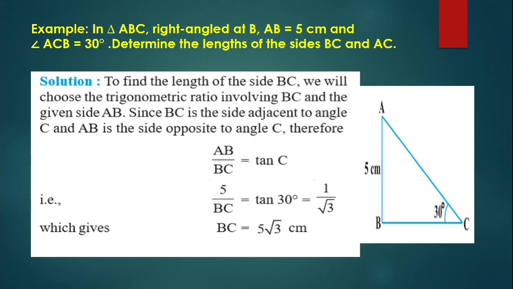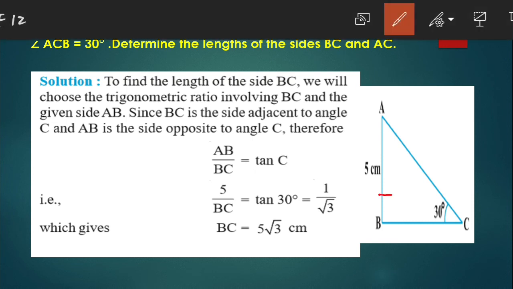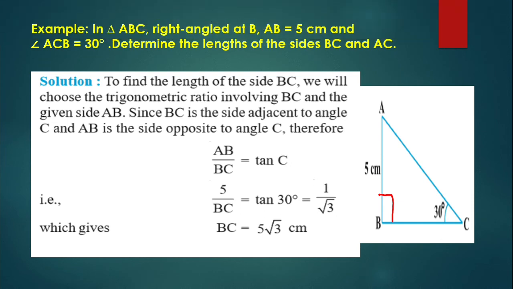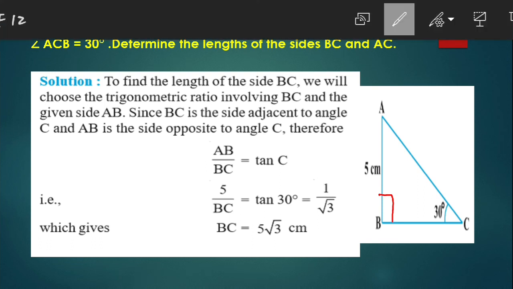Now let us discuss some examples. Here in triangle ABC, right angle at B, AB is 5 cm and angle ACB is given as 30 degree. Determine the length of BC and AC. Only the AB length and this 30 degree are given.